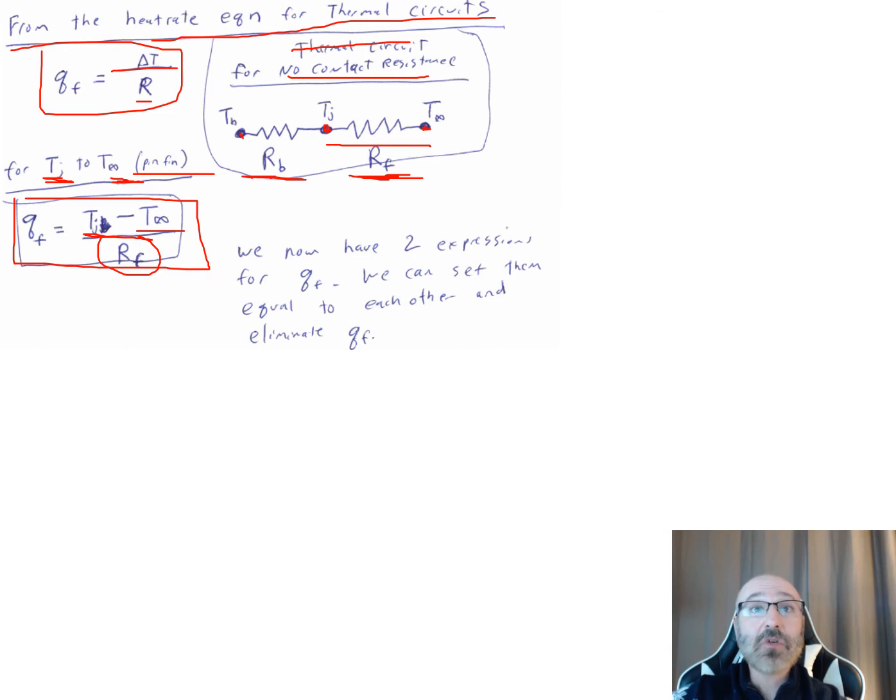So we can see now we have 2 expressions for our Q sub F, and we can set them equal to each other to eliminate that Q sub F and solve for the variables.